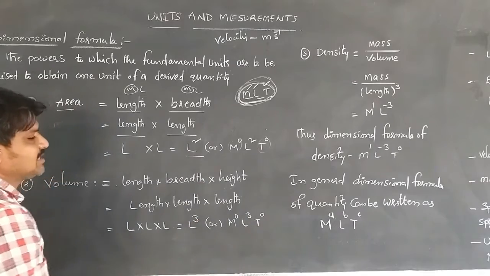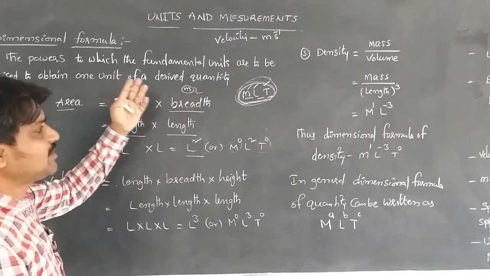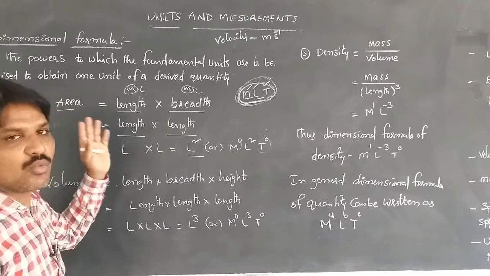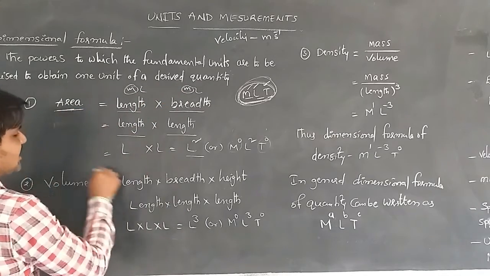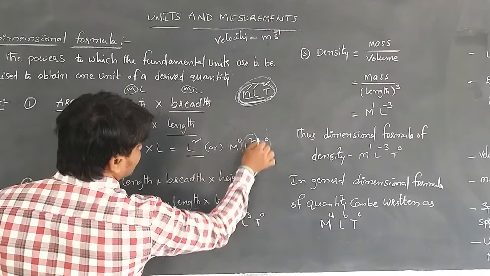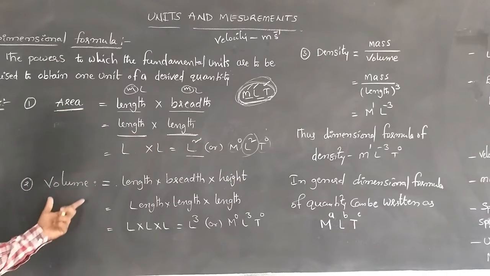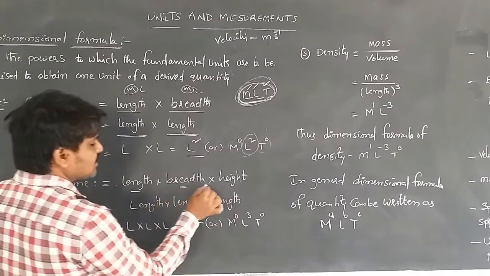So that's why we say the fundamental units are to be raised to obtain 1 unit of a derived quantity. This is 1 unit of a derived quantity. By using the fundamental units we derived a derived quantity. And the next one is volume. Volume is length into breadth into height.